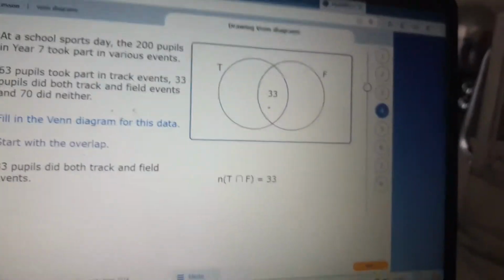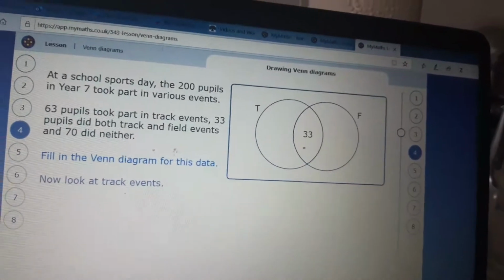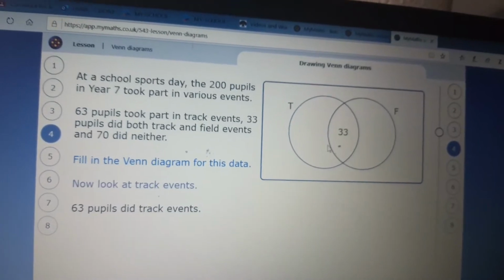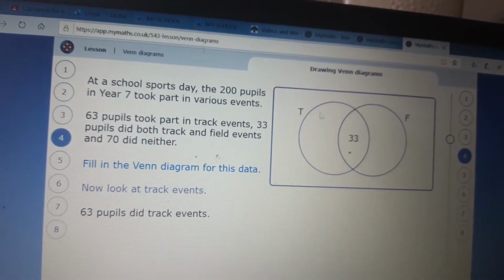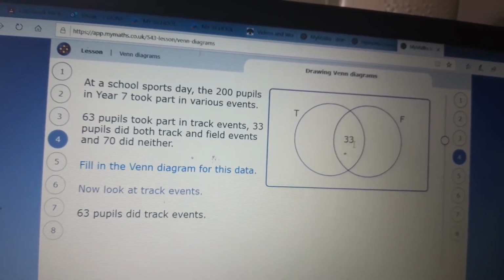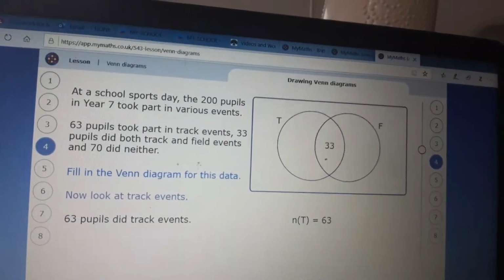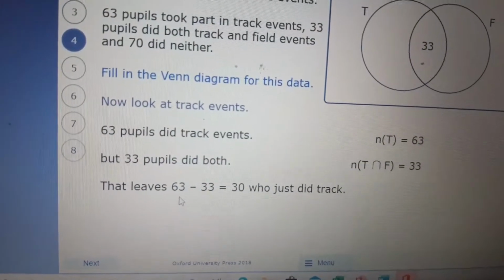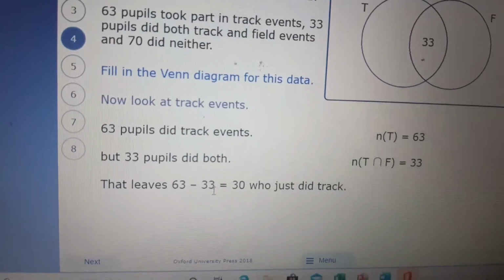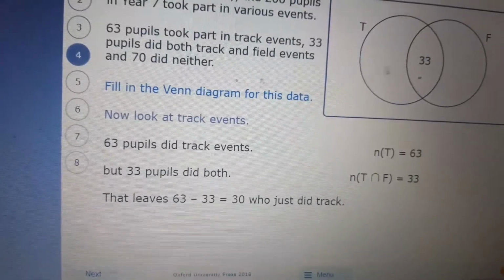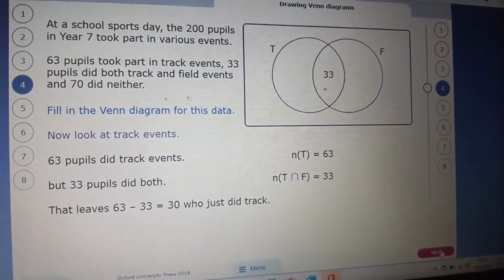That's the main thing. Next thing we're going to work out is track. 63 altogether did track, so the whole T circle has to add up to 63. But 33 of those people also did field. So to start with, take your 63 that did track, take away the 33, and you're left with 30 who just did track by itself. So this little bit is going to be the number 30. There it is.